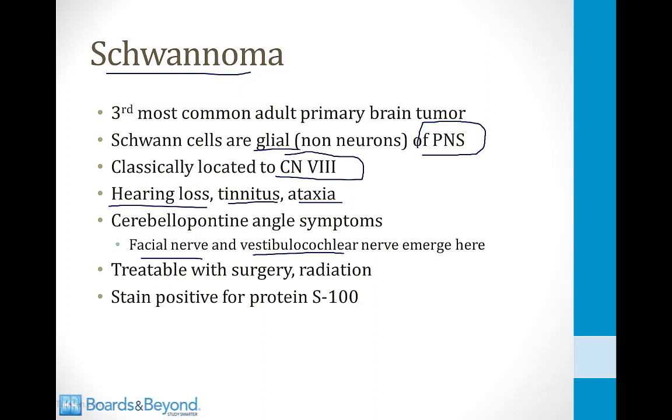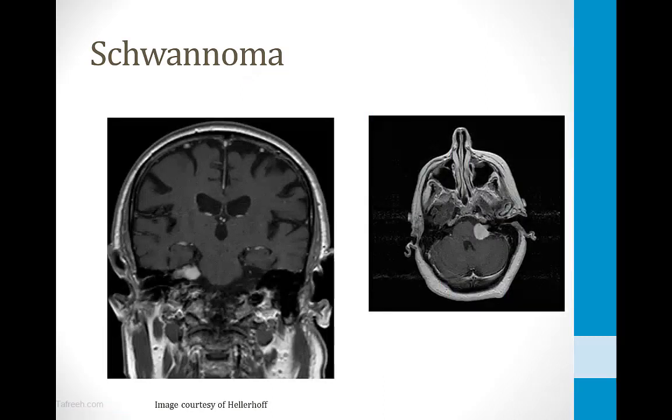They're treatable with surgery and radiation, and they stain positive for a protein called S100, which is also a marker of Schwann cells. And here's a couple MRI images of people with schwannomas. This person has one right over here. You can see this white area here, and this person has a tumor right over here at the cerebellopontine angle.